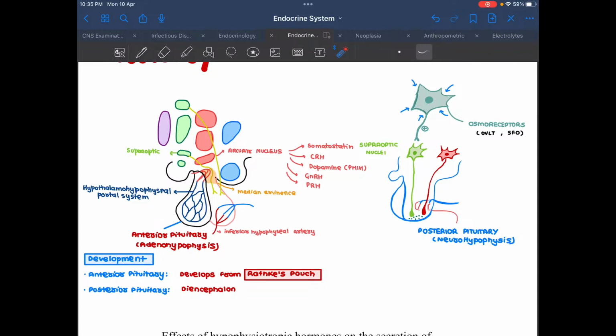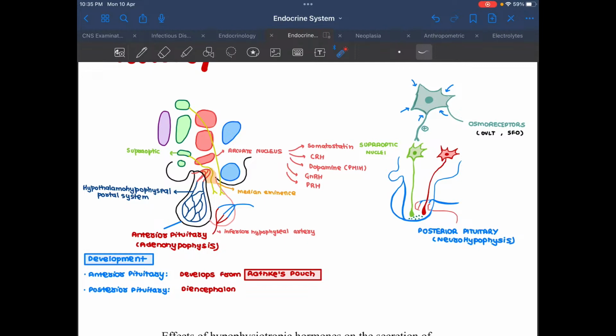And what about the anterior pituitary? That develops from Rathke's pouch, which is what? It's an invagination of the primitive pharynx. Okay, so this is the thing. We have different things here. The anterior pituitary hormones, all the secretory cells for these are present here. We are going to discuss these cells.